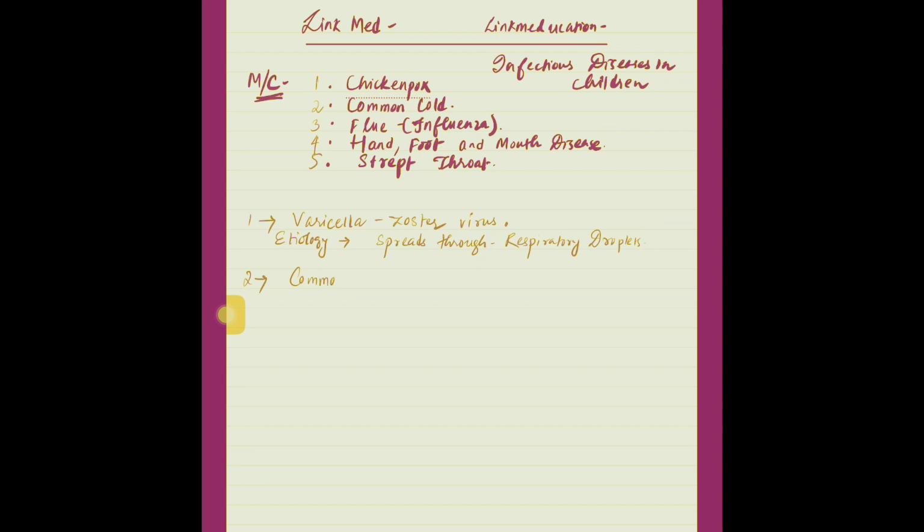Common cold is caused by various viruses. Example, rhinovirus, one of the most common. Etiology: common cold is a type of respiratory problem, so the etiology is the same, it spreads through respiratory droplets.